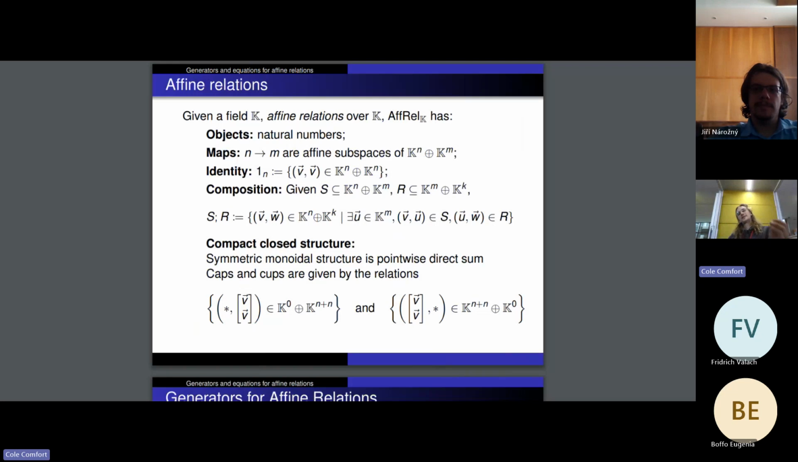And this category has the structure which I described in the previous slide, namely it's symmetric. You can permute the elements to get the symmetry, and it's also compact closed. So you can relate the point to two copies of the vector and take the converse of that, and that gives you how you can bend wires.